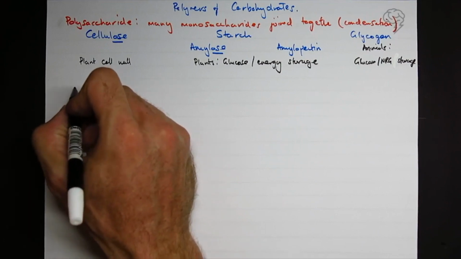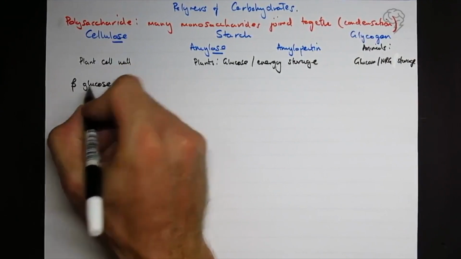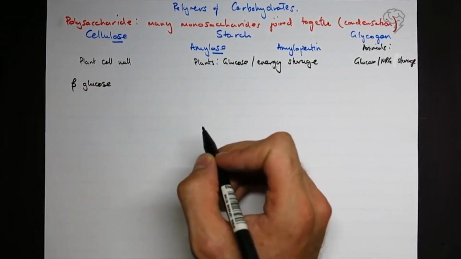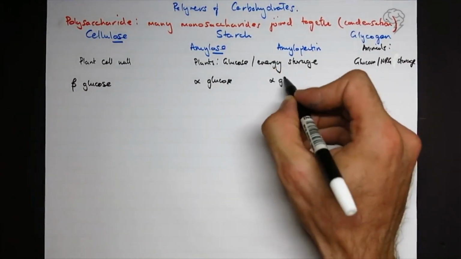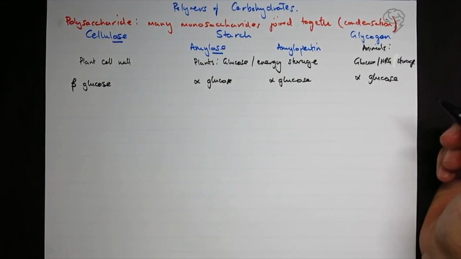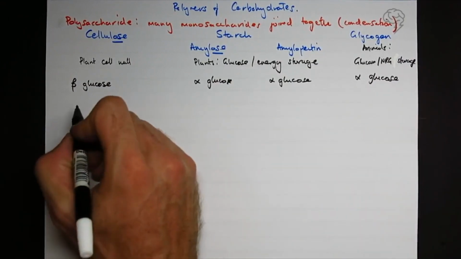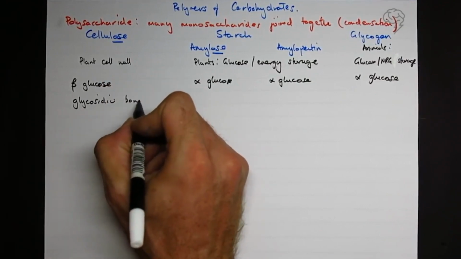What is it made from? Well, cellulose is a polymer of beta-glucose, and only beta-glucose that you're going to find in cellulose. The others are all alpha-glucose. Okay, what type of bonds do we have? Well, they're all carbohydrates. They all have glycosidic bonds.